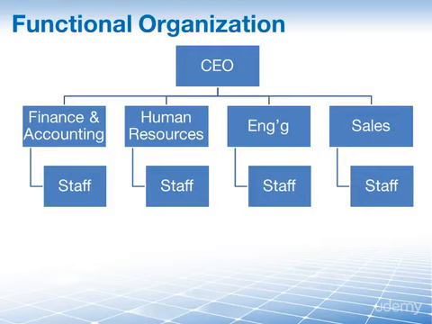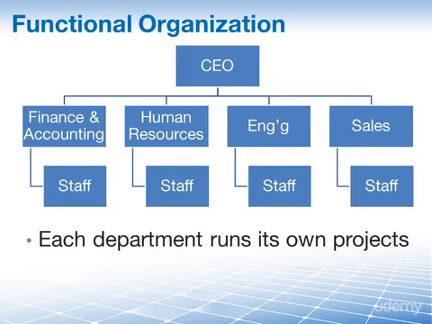First, we have the functional organization, and the PMBOK guide defines this as a hierarchical organization where each employee has one clear superior, like we see here in this example, and staff are grouped by areas of specialization and managed by a person with expertise in that area. So you can see on this chart how each department runs its own projects. It's hierarchical, where the staff reports to the head of their departments, and departments are organized by function or skill, like finance and accounting, human resources, engineering, and sales.